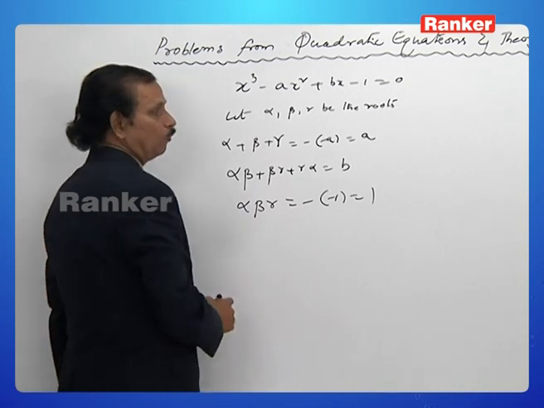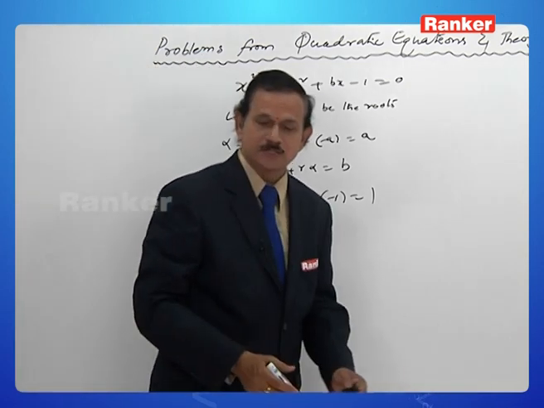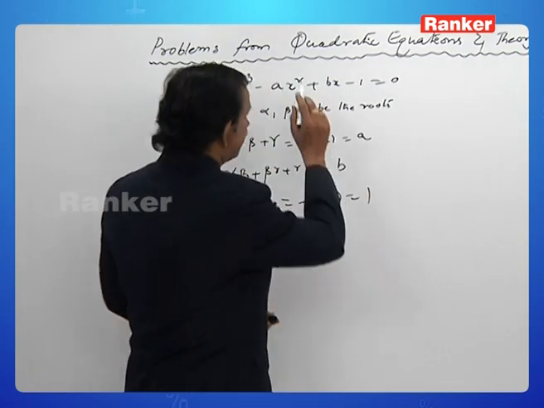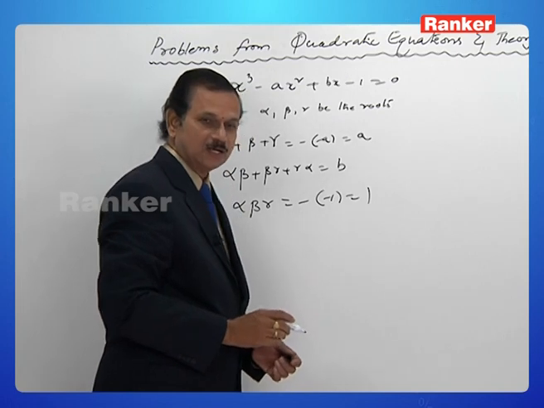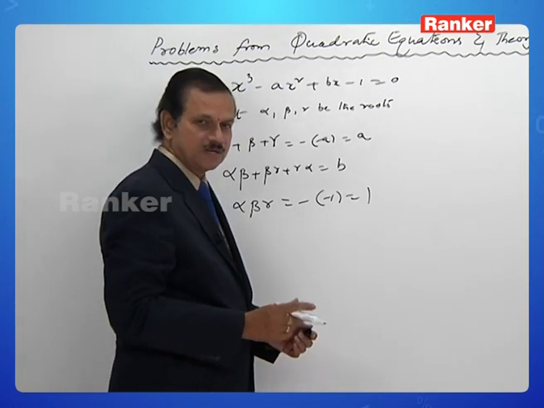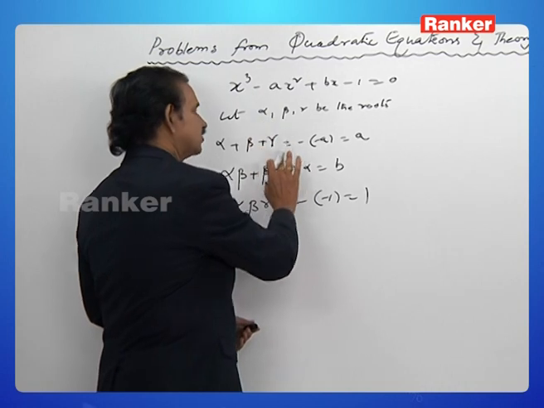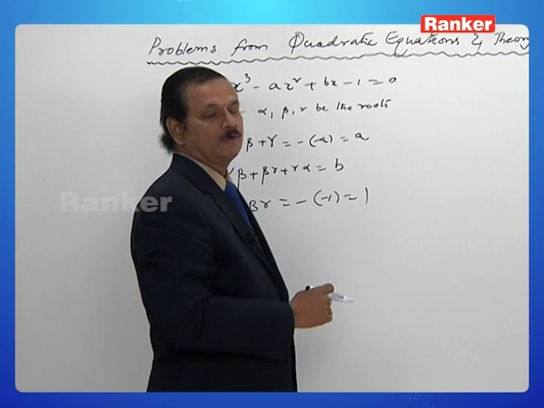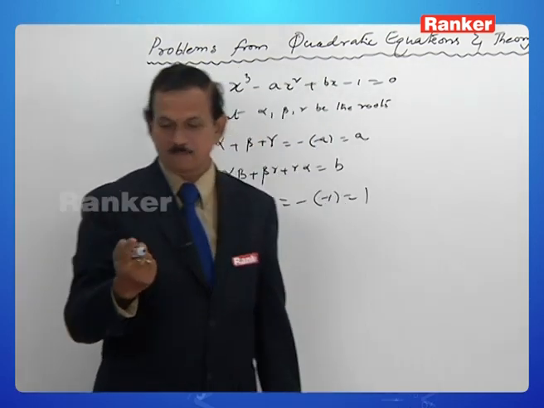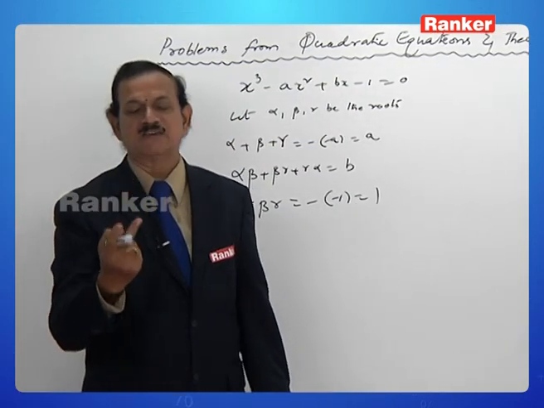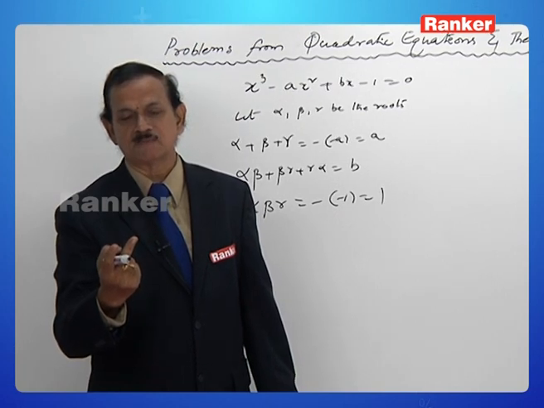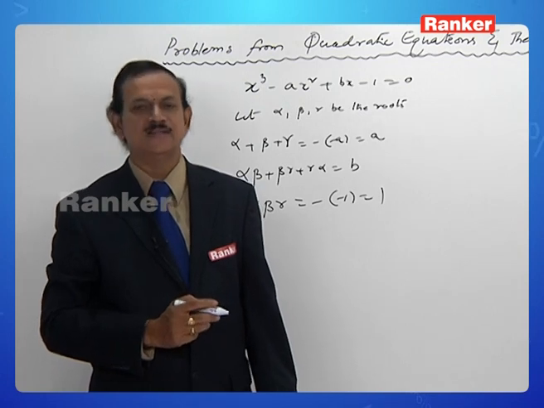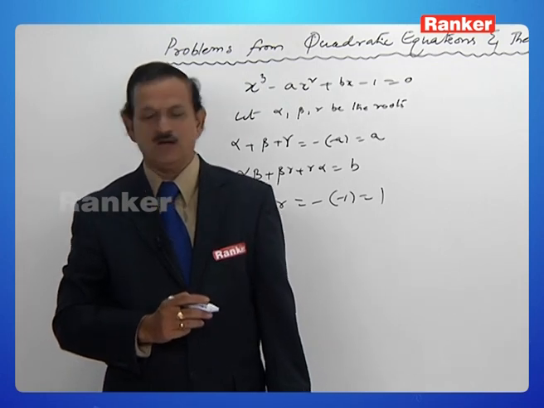Okay. We need to find that equation whose roots are squares of the roots of this. That is, we are ready to have the equation whose roots are alpha square, beta square and gamma square. So for that, we need to find alpha square plus beta square plus gamma square, alpha square beta square plus beta square gamma square plus gamma square alpha square, and alpha square beta square gamma square. Let us now be ready to find all those three.